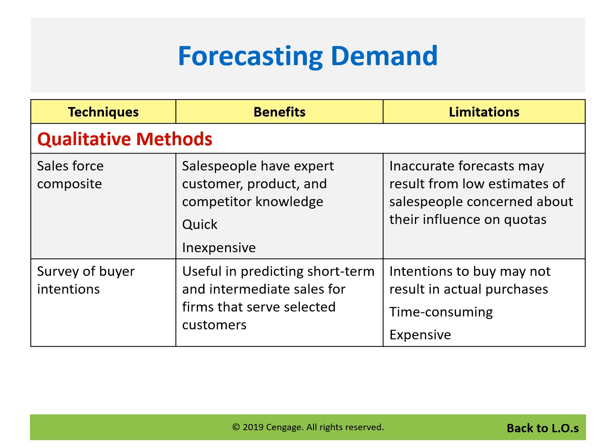The survey of buyer intentions gathers input through mail-in questionnaires, online feedback, telephone polls, and personal interviews to determine the purchasing intentions of a representative group of current and potential customers. Limitations may occur because intentions to buy may not result in actual purchases. This survey is also time-consuming and expensive.